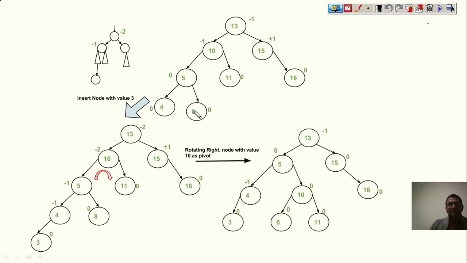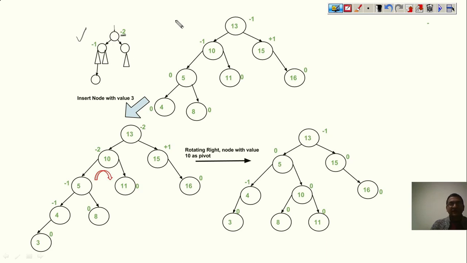Now this is one example to realize how these rotations can be applied on any tree to make our tree balanced all the time. This is one scenario, one subtree, and the structure says that this is extending, this is not extending. So the balancing factor of this node is -2.